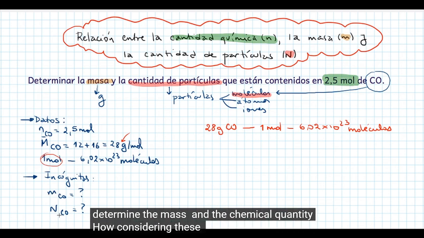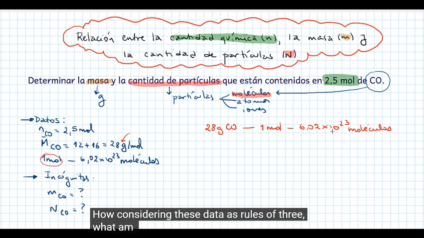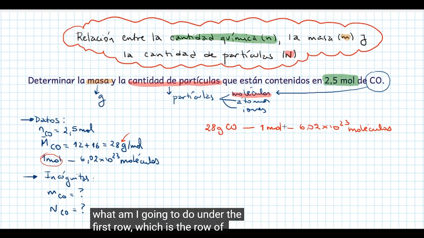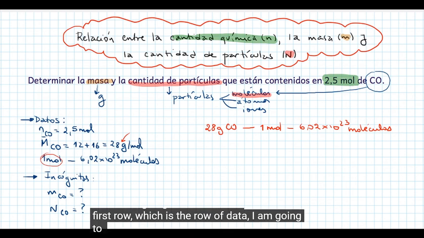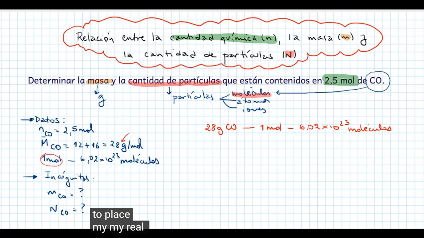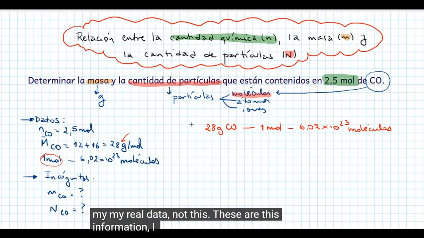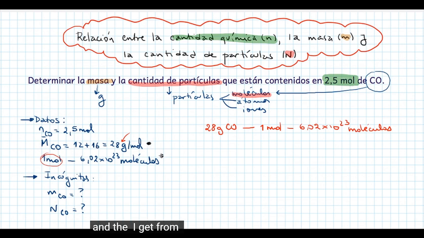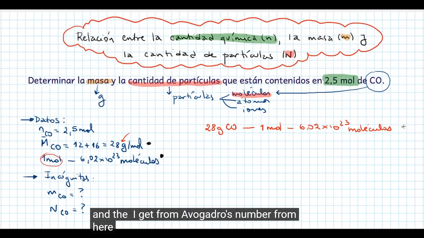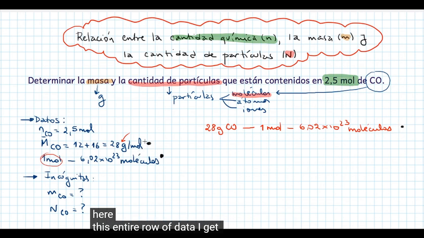How, considering these data as rules of 3? Under the first row, which is the row of data, I am going to place my real data, not this. This information I take from the molar mass here, and this one I get from Avogadro's number from here. This entire row of data I get from these two.